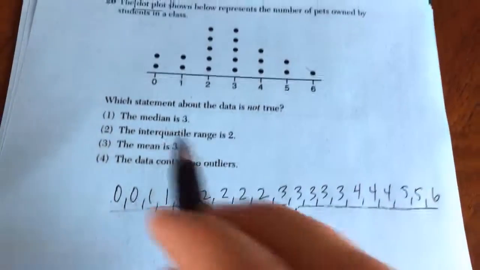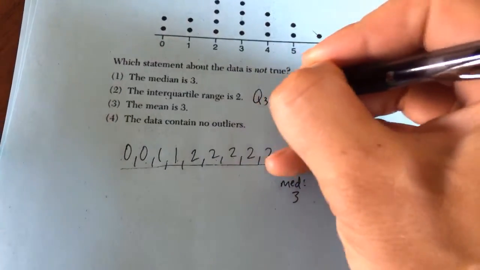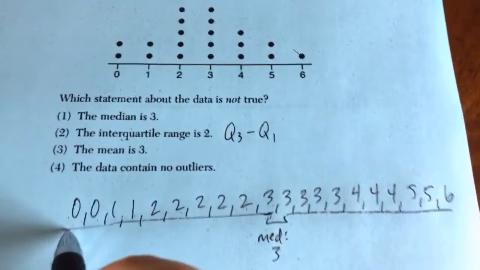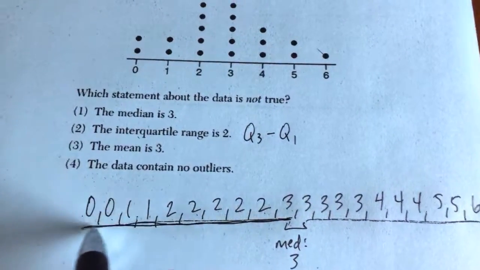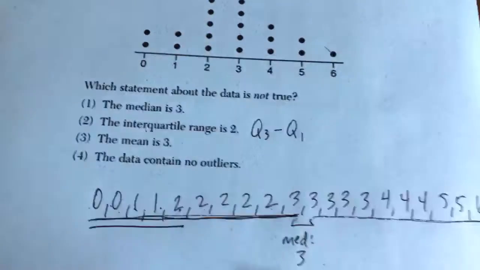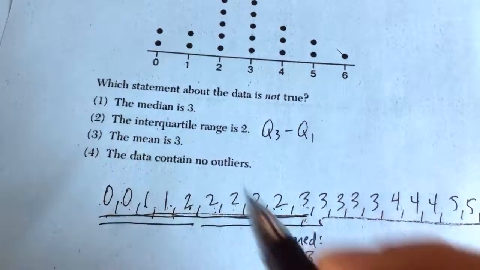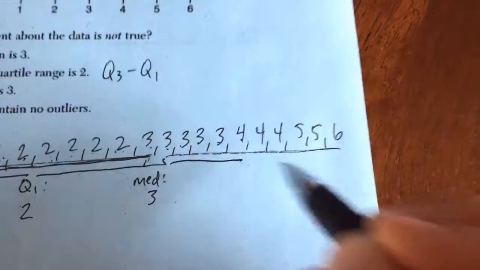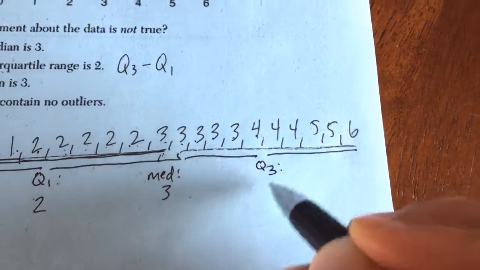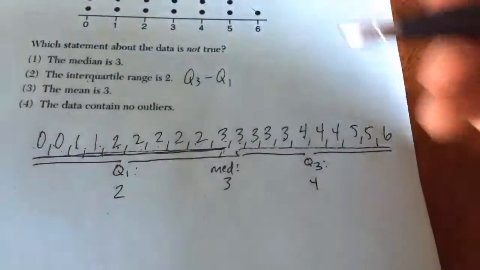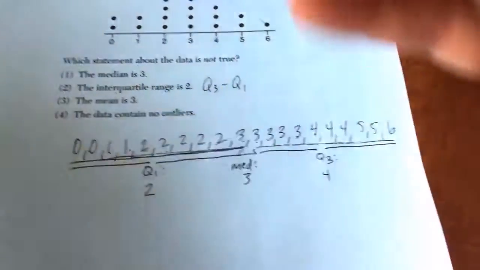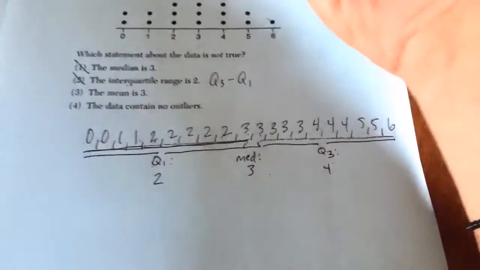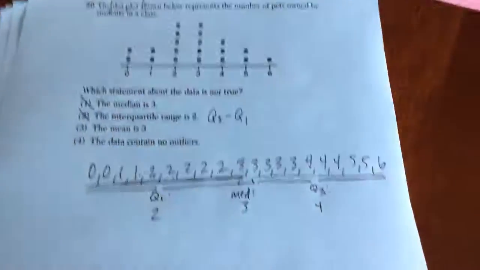The median is 3. The interquartile range is 2. So what that means is quartile 3 minus quartile 1. So quartile 1 is going to be the median of the first half. So 1, 2, 3, 4, 5. So in this case, quartile 1, the median of the first half, is going to be 2. And the second half, 1, 2, 3, 4, 5. Quartile 3 is going to be 4. So in this case, the interquartile range is indeed 2. 4 minus 2 is 2. This is true. This is true. The data does not contain any outliers. So in this case, the answer has to be choice number 3.